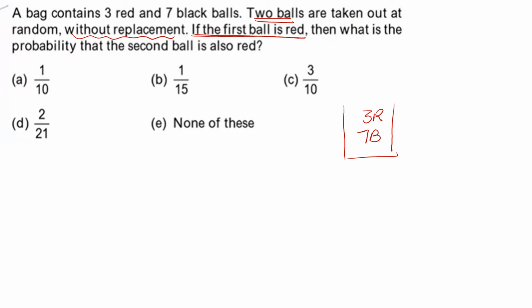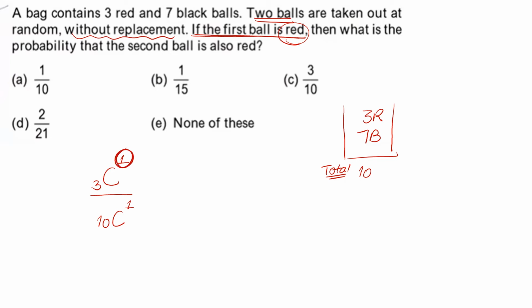If the first ball is red, how many total balls are there? The total is 10 balls. So I will write here 10C1. Why 10C1? Because right now I am willing to draw the first ball. The first ball is red. Choose the red from the red balls. It means the first ball which you are choosing should be out of the 3 red balls. So this is what I have done. I have drawn only the first ball.